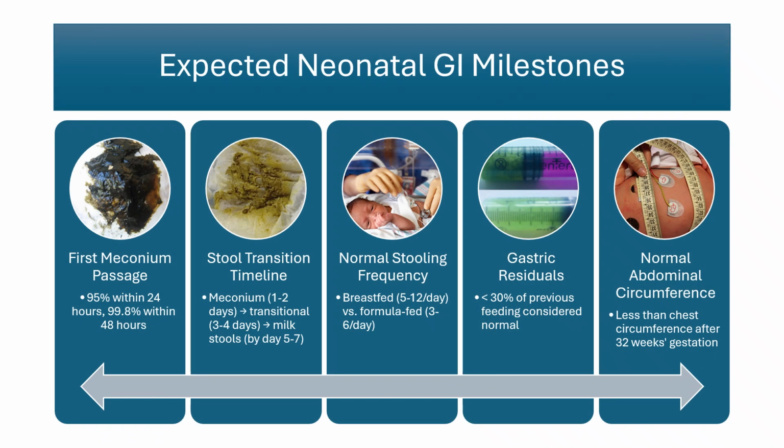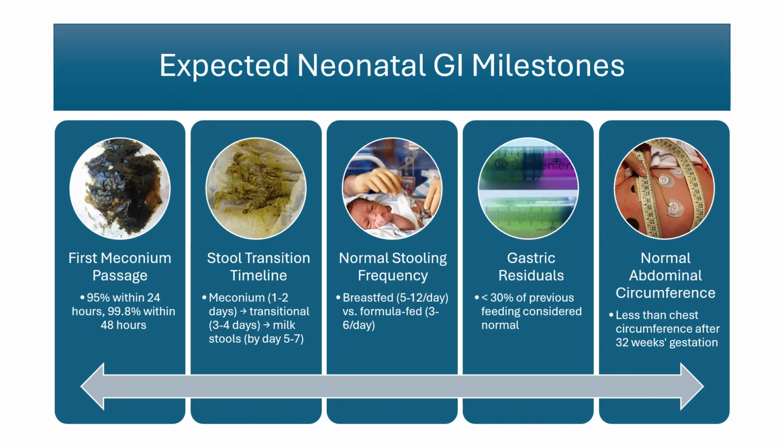Understanding neonatal GI milestones provides the foundation for recognizing pathology. These benchmarks distinguish normal function from conditions requiring intervention. Meconium passage timing is clinically critical. 95% of healthy term infants pass meconium within 24 hours, and 99.8% within 48 hours. This timeline is essential for certification exams. Failure to pass meconium by 48 hours indicates either Hirschsprung disease or mechanical obstruction and demands immediate investigation.